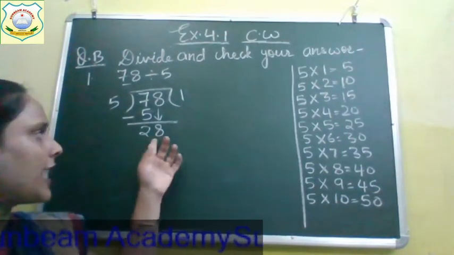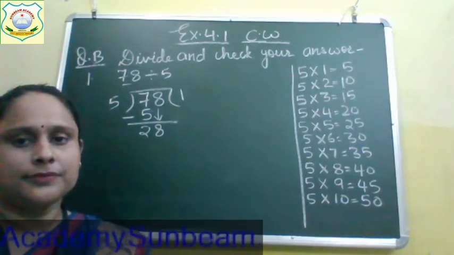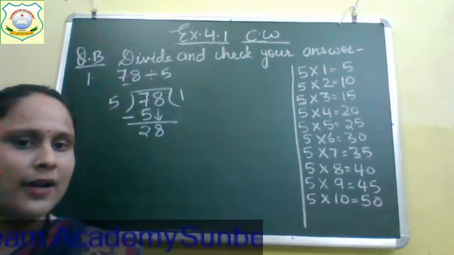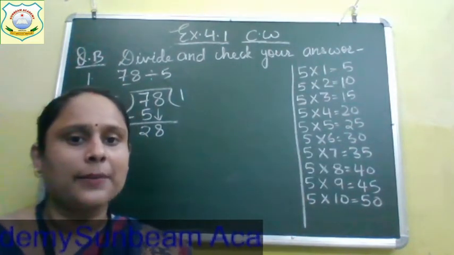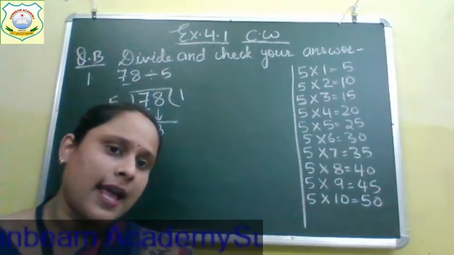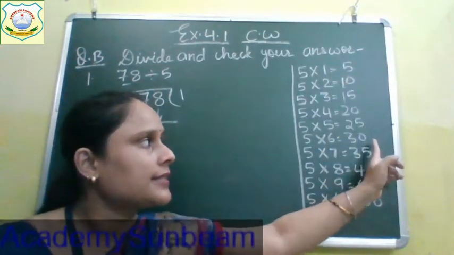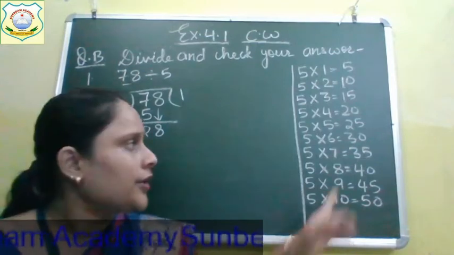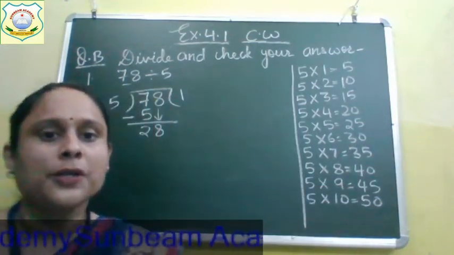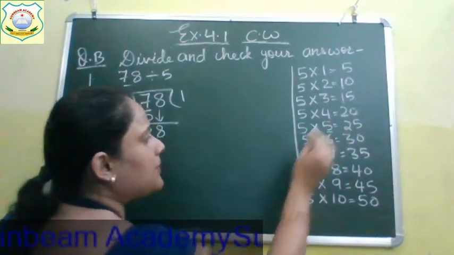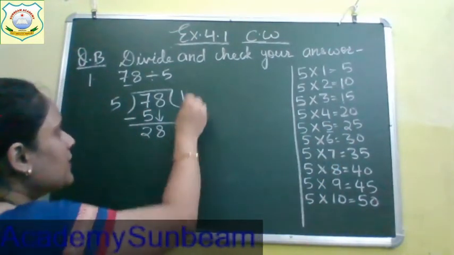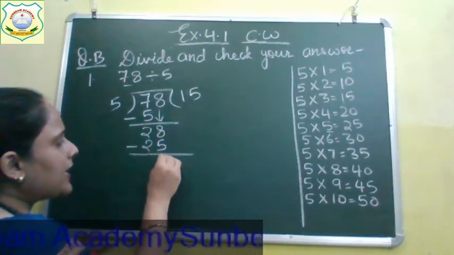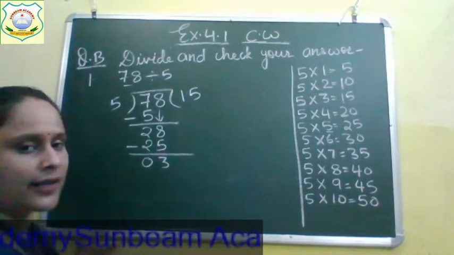Now say the table of 5 and divide this 28. In the table of 5, can you see 28 coming? No, it's not coming. So now we'll see a number which is less than 28. Which number is less than 28, 25 or 30? 25. So how many times is 25 coming? 5 times. 5 fives are 25. Now let's subtract. 8 minus 5, you will get 3. 2 minus 2, you will get 0.